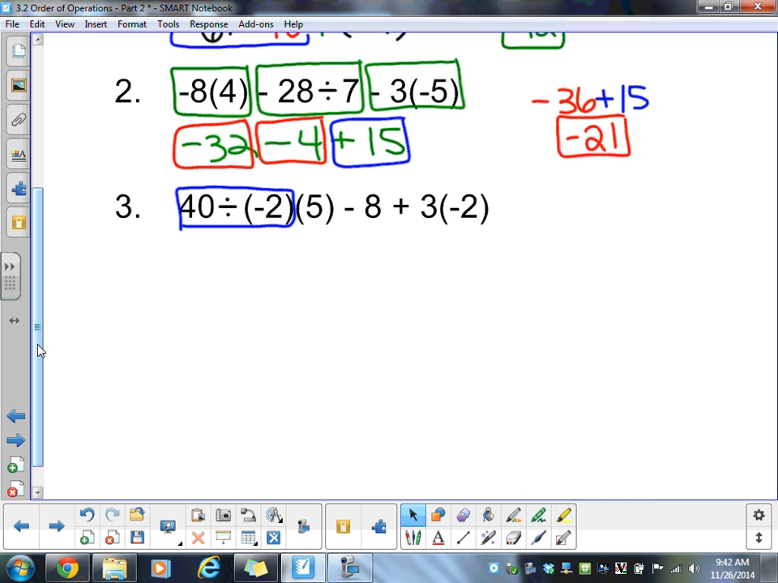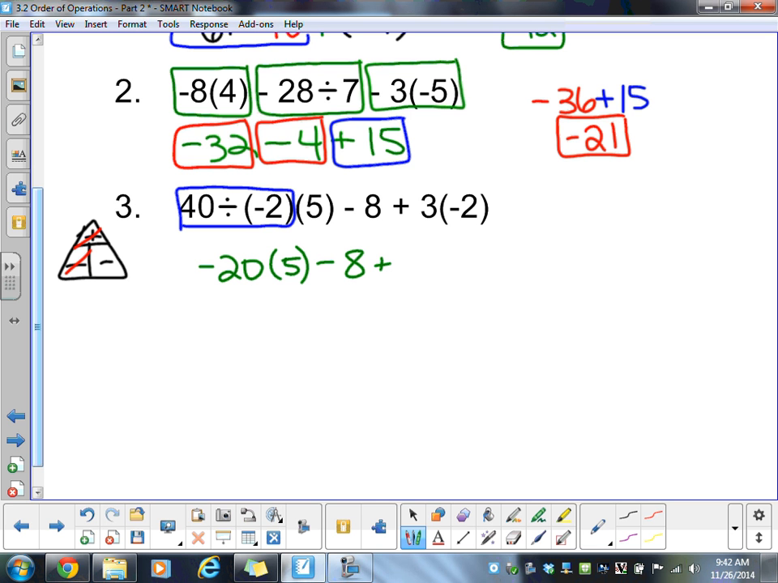So I know by making my triangle that a positive divided by a negative is going to be negative. And 40 divided by 2 is going to give me a negative 20. I'm going to write out the rest of the problem like that. So we did the first part, which was division. Right off the bat, the very first thing in the problem was division. We did that. So now I'm going to look at what else I have.